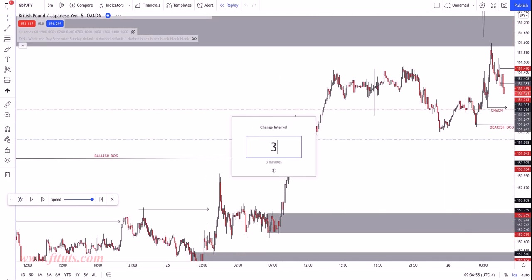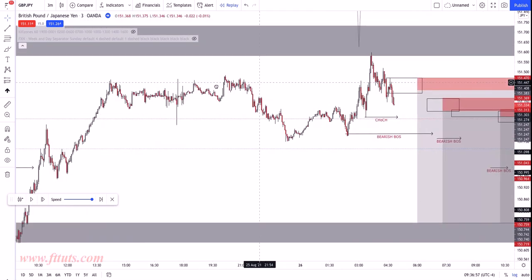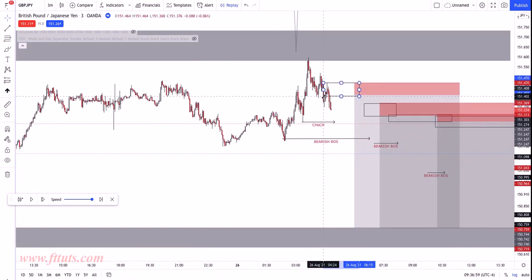Now if we head over to the 3-minute, what can we see? Look at that. You see this indecision candle right here? The body lies in the center and wicks on either side. However, you'll set your stop loss at the wick above here, right? So we took entry on this and we set a stop loss right there.